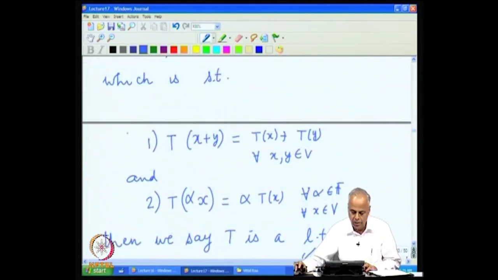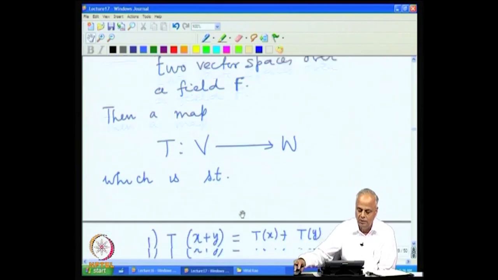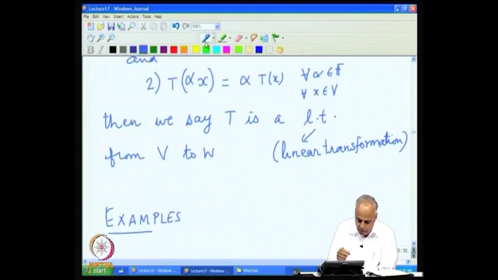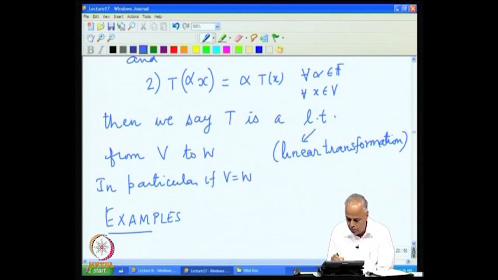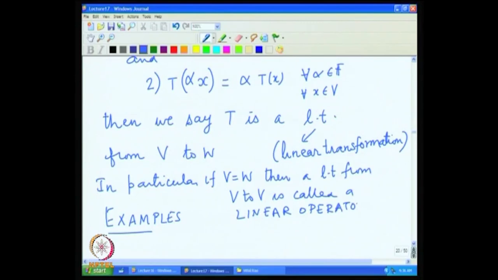Let us make one remark. We have taken any two vector spaces V and W. In particular, if I take W to be the same as V, then we get a transformation from V to V, which preserves addition and scalar multiplication. In other words, you are encoding V vectors as V vectors without destroying the addition and scalar multiplication. So, if V equals W, then a linear transformation from V to V is called a linear operator on V.